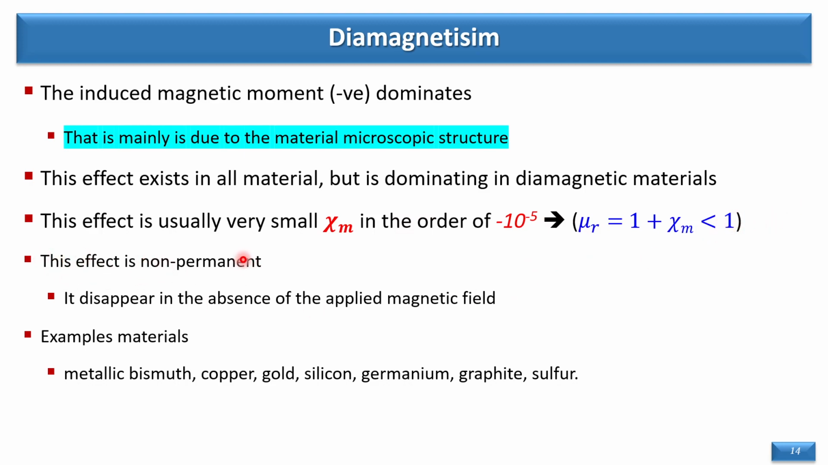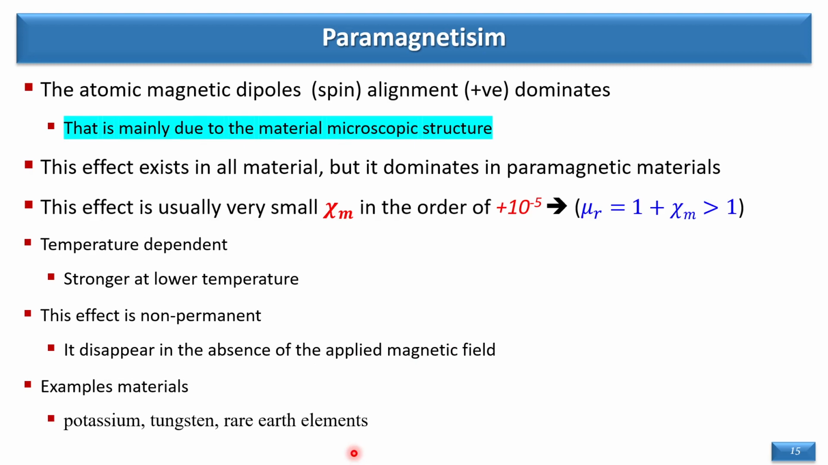This effect is non-permanent. It disappears with the absence of the applied magnetic field. Materials like copper and gold are of this category.